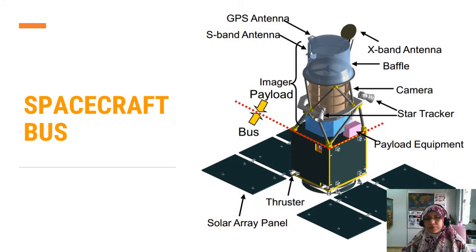So this figure shows the typical spacecraft bus, which consists of an antenna as the communication system, an imager as the payload, a star tracker for the attitude determination and control, a solar array panel for the power, and a thruster as the propulsion system.